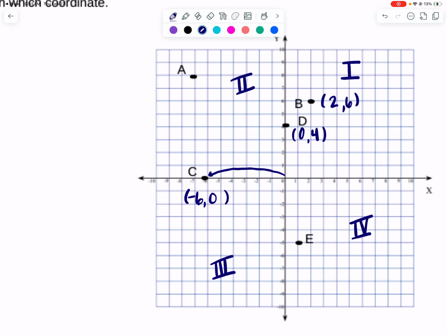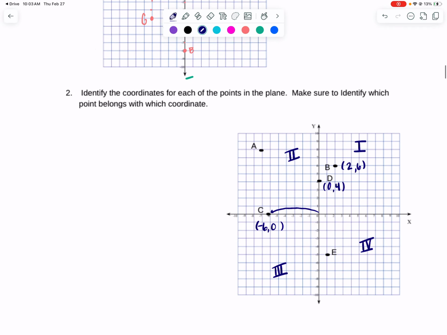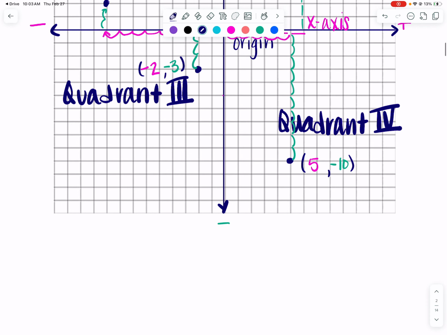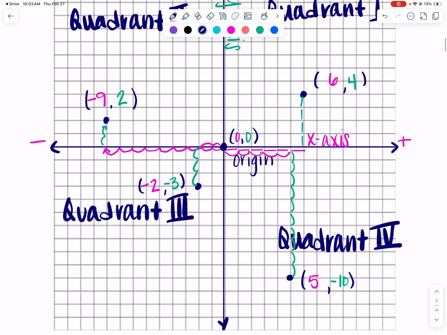That wraps up a very quick review of the coordinate plane. If you have questions, be sure to send me an email. Send your specific professor an email so we can get you going.